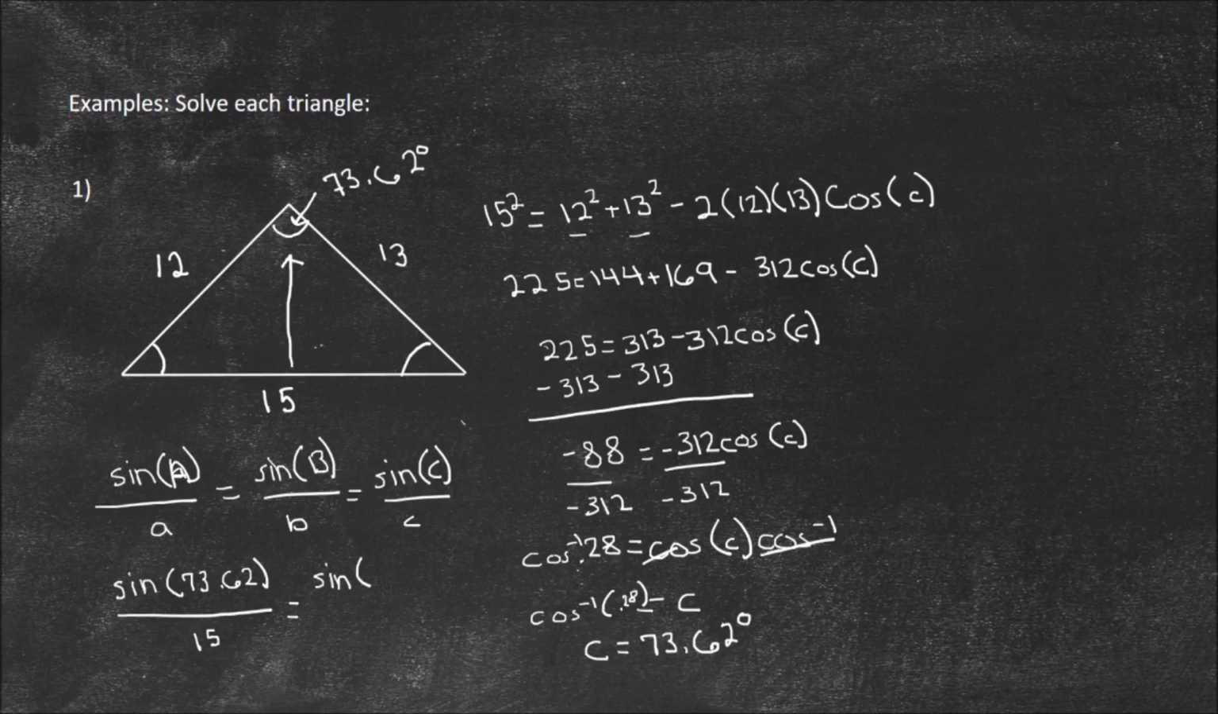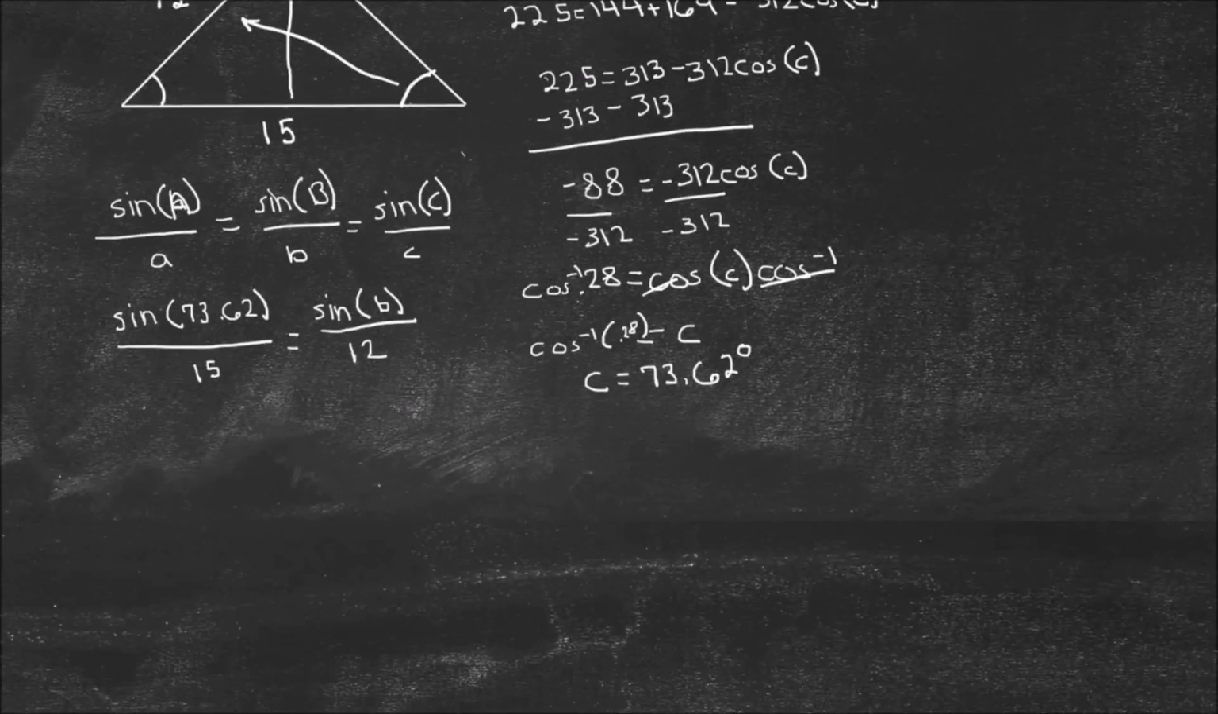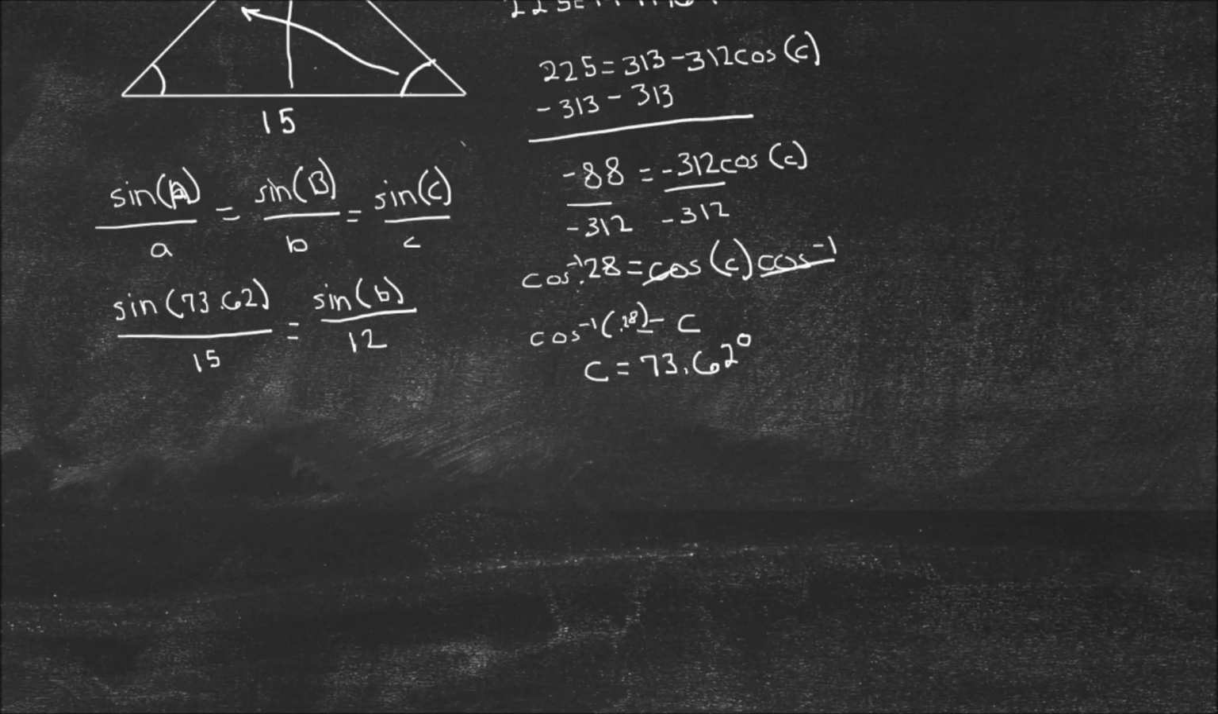Well, now we don't know any of the other angles. But let's say we want to solve for this one. I'll call it B, sine B. What's its corresponding side length? Well, it's the one directly across from it, which is 12. So I'm going to put 12 here. I need to solve for B, and so I cross multiply. I multiply these two and set them equal to multiplying these two diagonals. So it'll be 12 times the sine of 73.62 equals 15 times the sine of B.